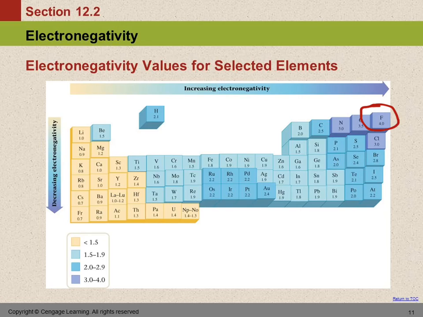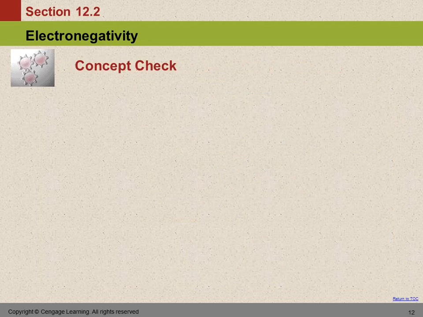Those trends are not absolute. There's some exceptions in there, like from palladium to silver, from gold to mercury. There's a decrease that we don't expect, we're not going to worry about that. We're just going to say fluorine's the most electronegative. If it's closer to fluorine, it's more electronegative than the one that's further away.